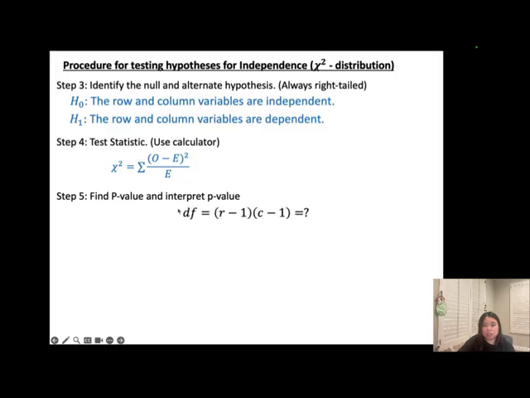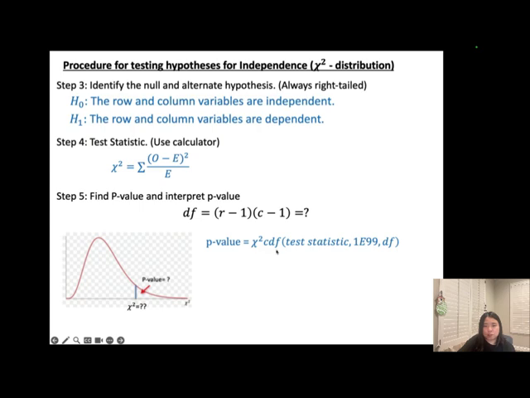For the p-value, you need to calculate the degrees of freedom. The degrees of freedom will be R minus 1 times C minus 1. How many rows are in your contingency table? How many columns? R minus 1 times C minus 1. And this will always be right tail. So find the p-value using chi-square CDF with the test statistic, upper value, and then the degrees of freedom. Same idea: when your p-value is less than or equal to the significance level, we reject. Greater than, fail to reject.